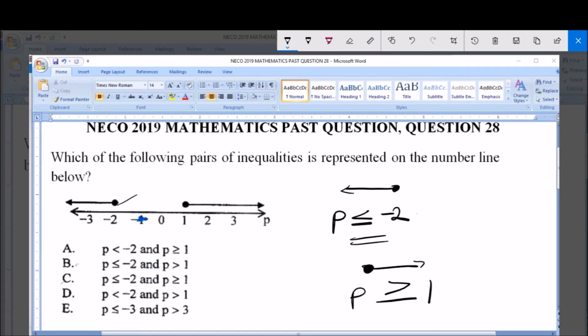Now the two inequalities here are p is less than or equal to minus 2 and p is greater than or equal to 1, and that is option C.